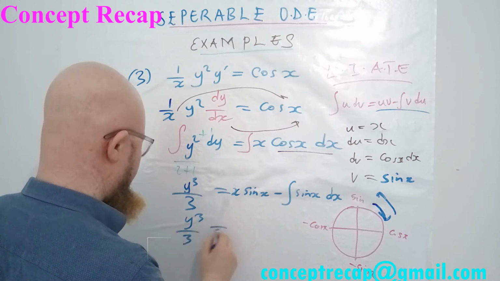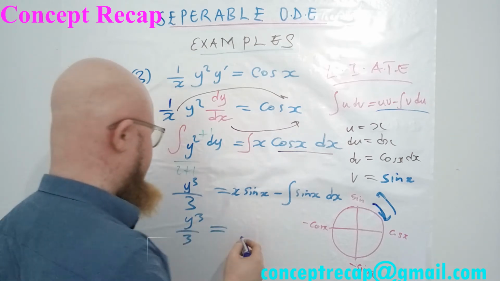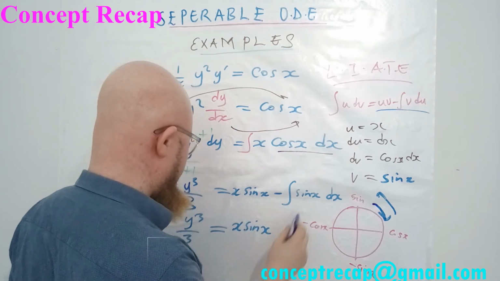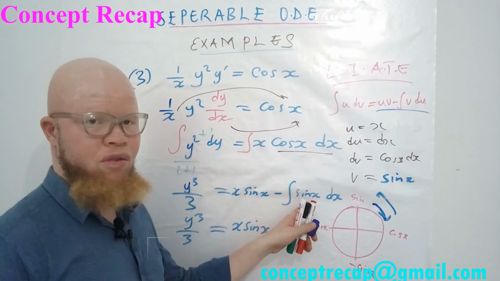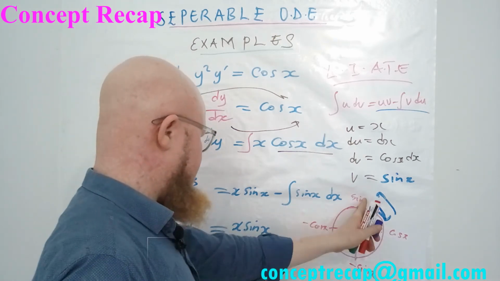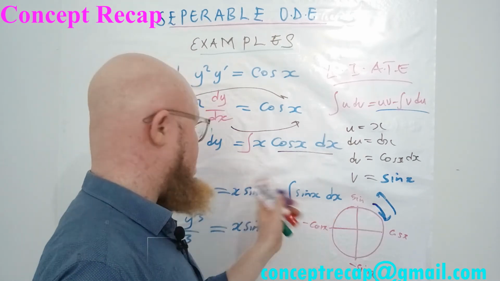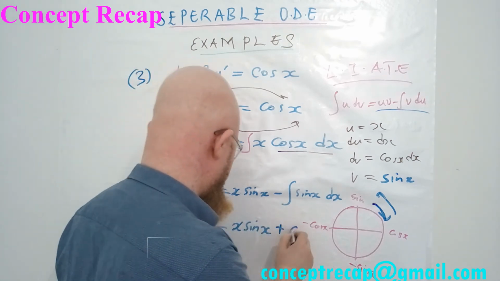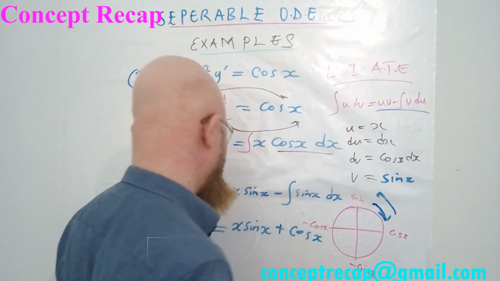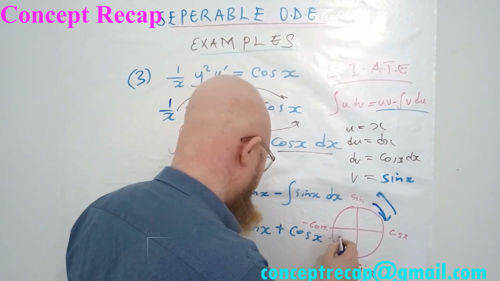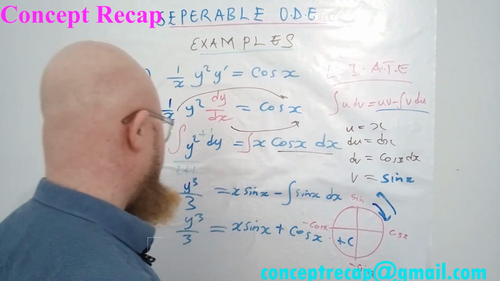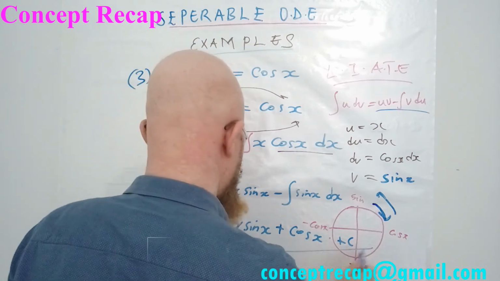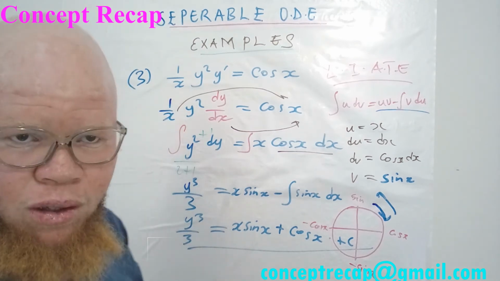By copying the left hand side, you have got x like that, and then the integral of sine is here. You go anti-clockwise, so it's minus cos. So minus minus, then it is plus cos. Then you add your constant, because you have finished. So this is the answer for this particular problem.